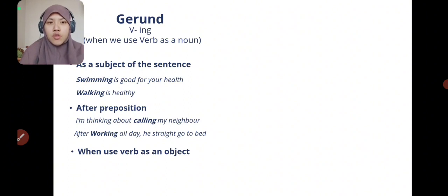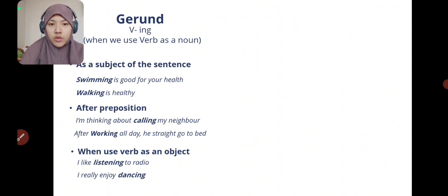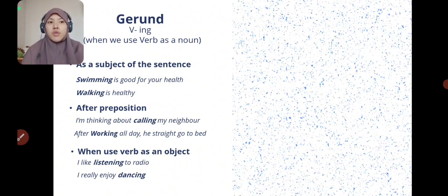Okay, next we also can use gerund as an object. I like listening to radio. I really enjoy dancing. Look, we have like here is a verb, listen is also a verb, so we need to change the listen into an object. How? Adding ing suffix. What about to infinitive?